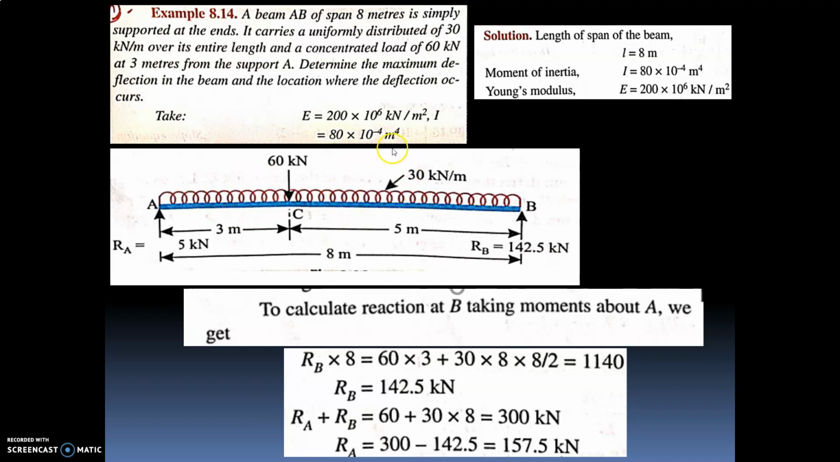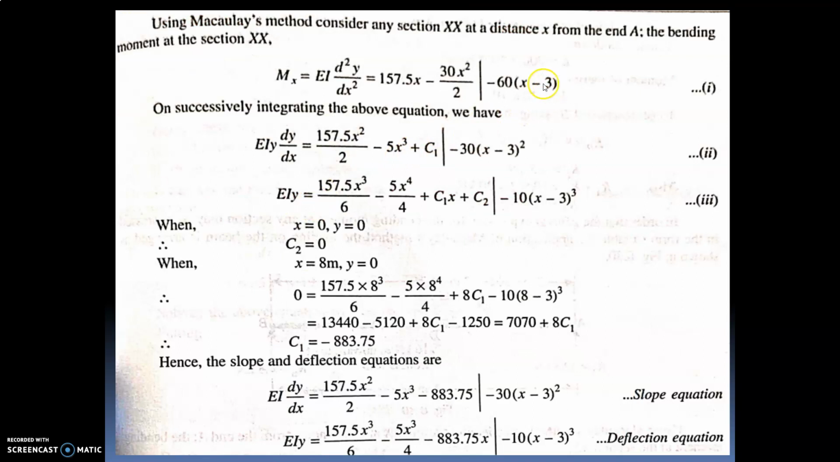Next, the section is somewhere here. So now RA into X minus 30 into X by 2 minus 60 into the distance of the section from this point, that is 60 into X minus 3. So this is now the bending equation, and let this be equation 1.